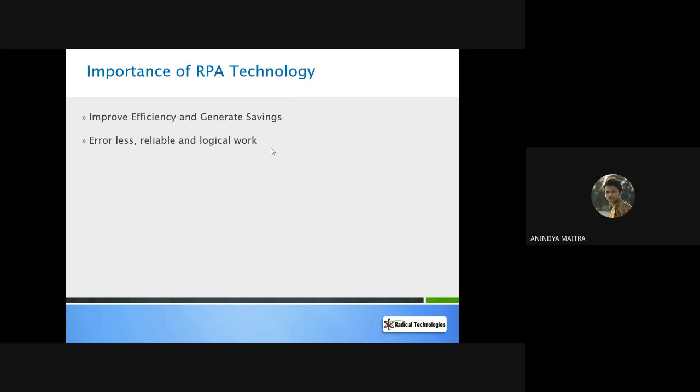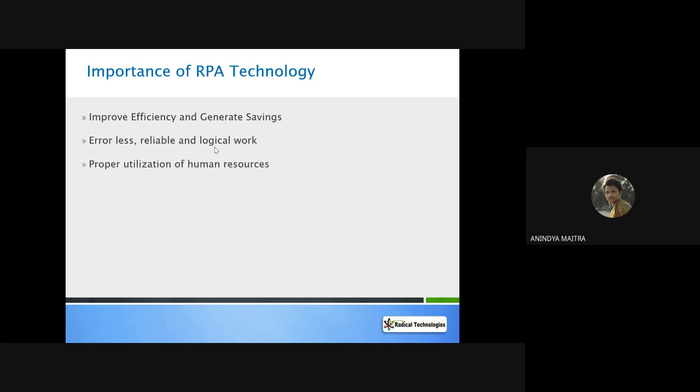But if you are using a robot for this, it would definitely become errorless, because the robot does not have a brain. It will not think about other things. It will do whatever is instructed. And that is the reason why it is reliable as well, because the robot will definitely not take a break. It will not ask for promotions. It will not ask for incentives. It will not ask for leaves. If you deploy a robot for such a task, it can work 24 into 7. It can work as long as it has data to work on. And obviously logical, because without logic robots cannot work.